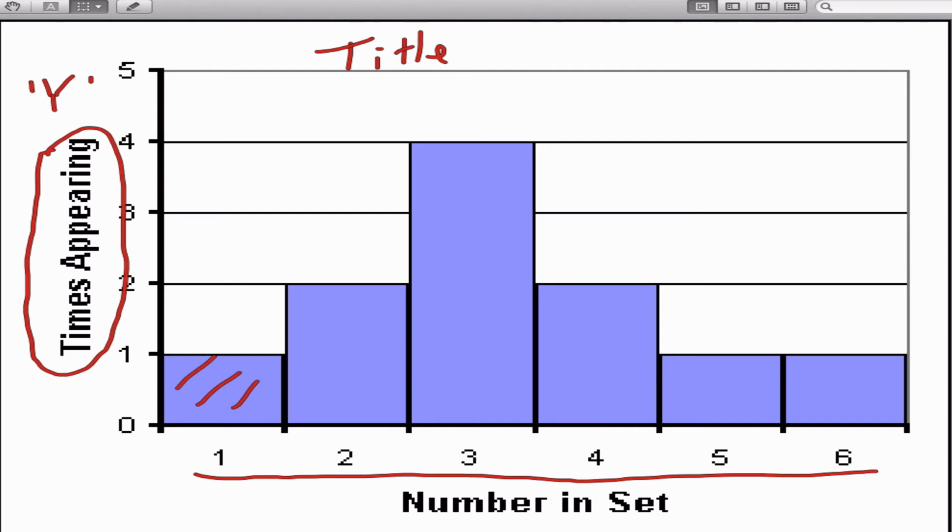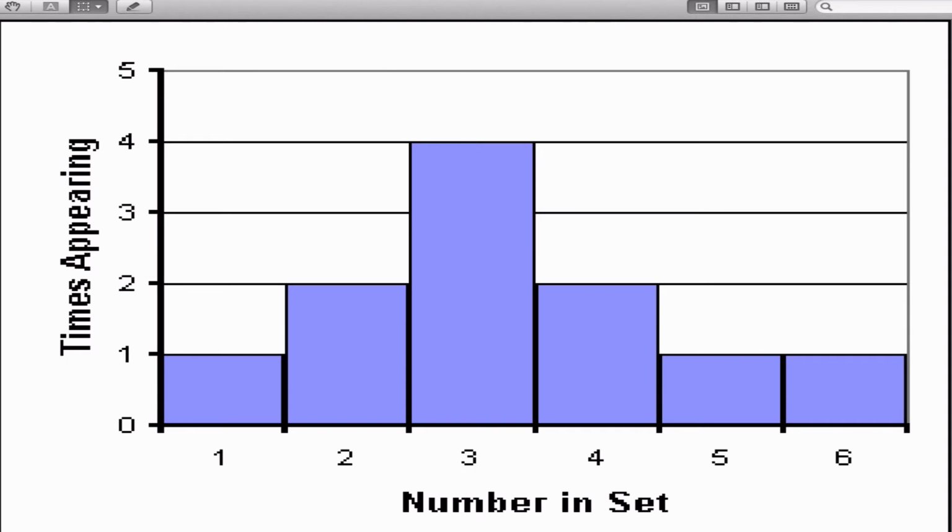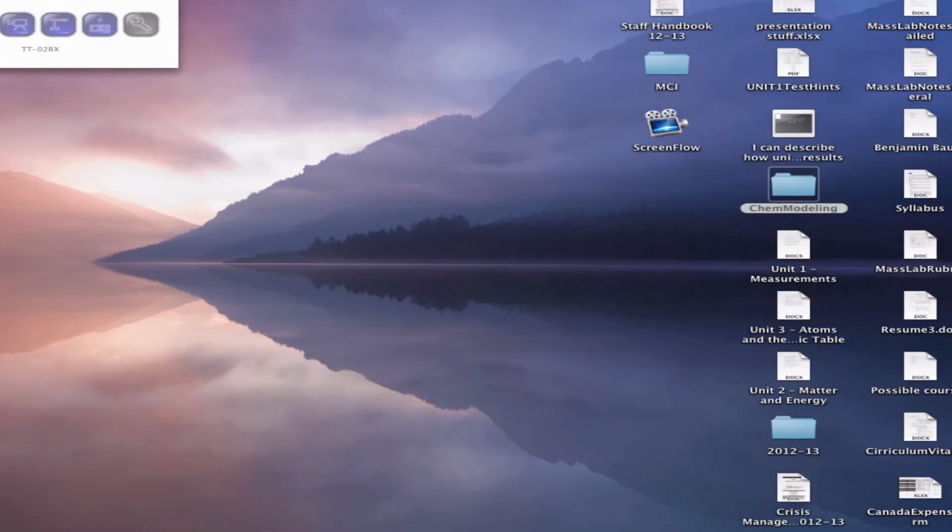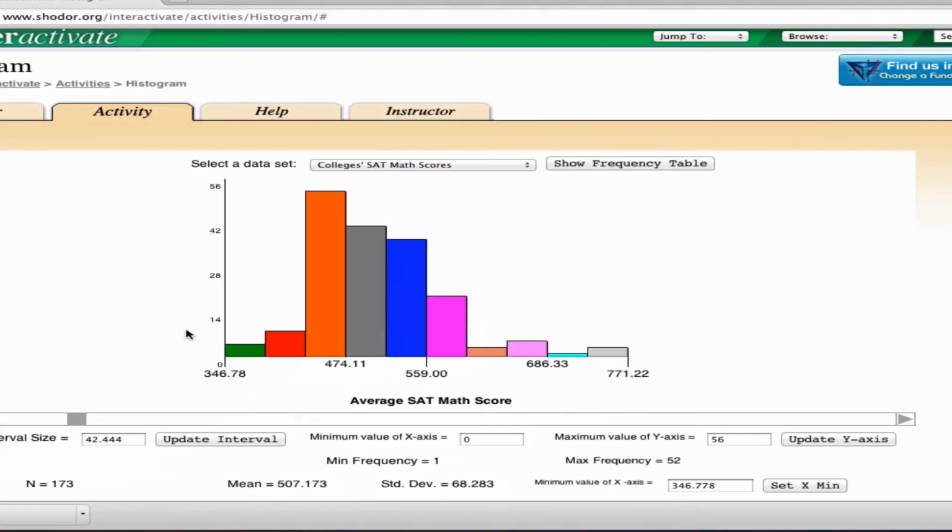So let's take a look at a real sample of a histogram from a website that I found that you guys should look at. It's a real good website. Here it is right here. So you can look at that website anytime you want to. Here is a sample of the histogram. This histogram is college SAT math scores.